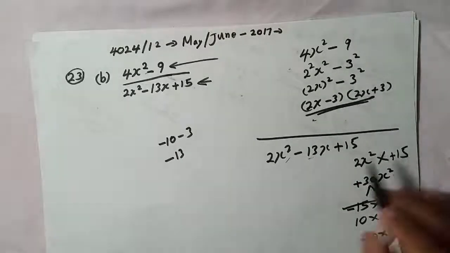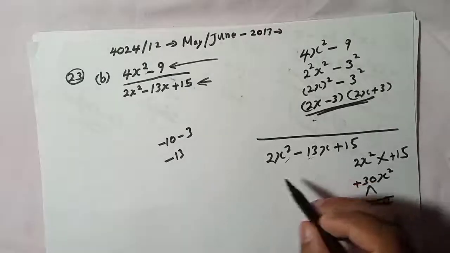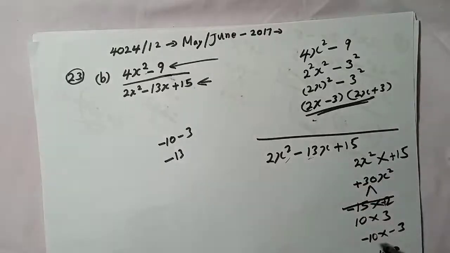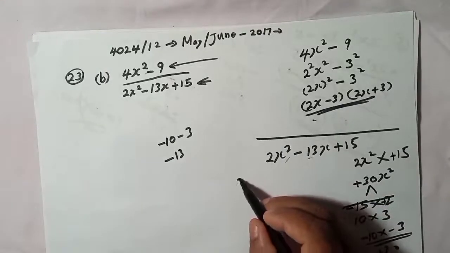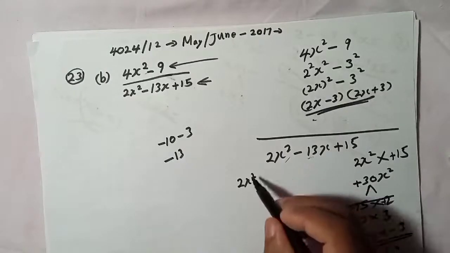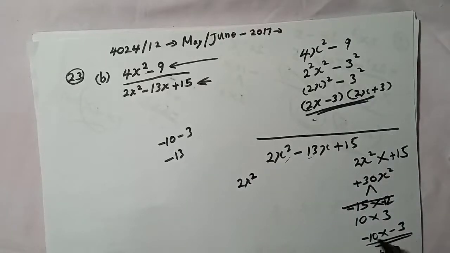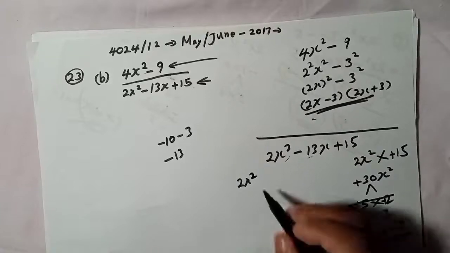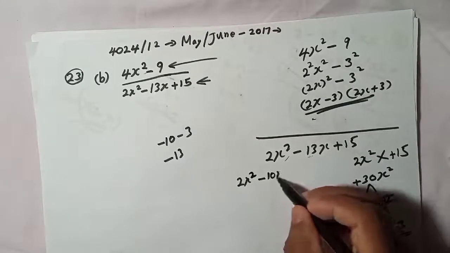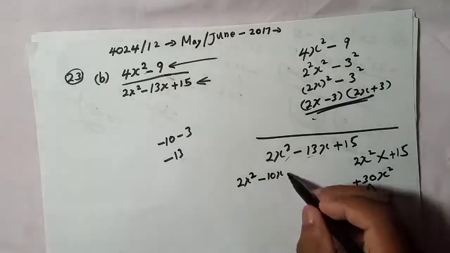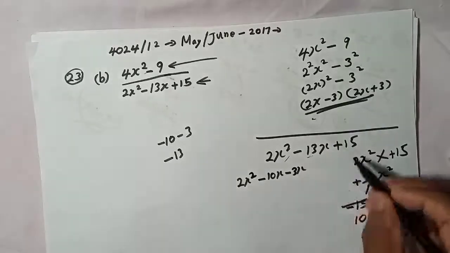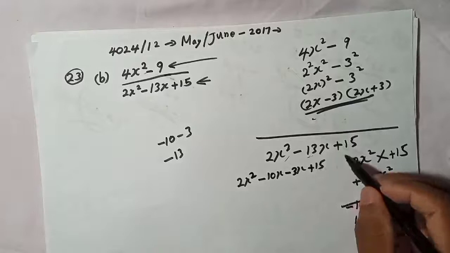So it's very simple. What you should do is replace the middle term with these two numbers, so you can write the answer here. How? 2x square, then minus 13x replaced with these two numbers: minus 10x minus 3x, and plus 15, right?